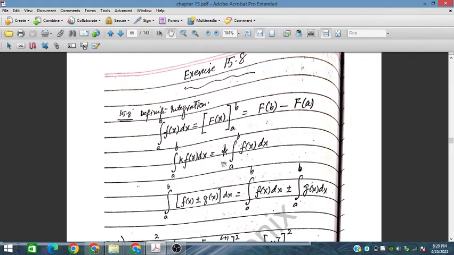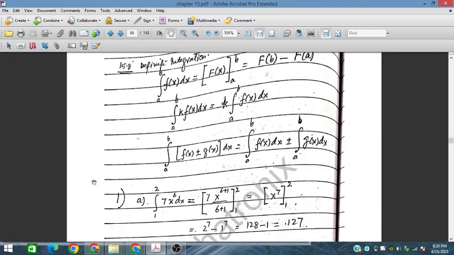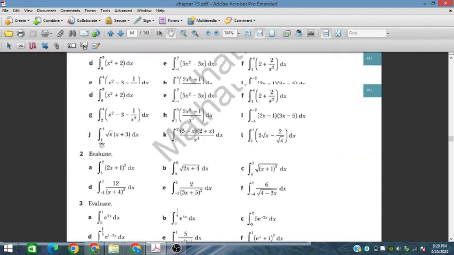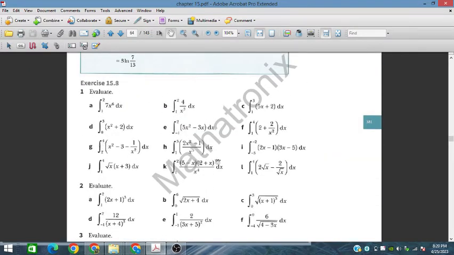Similarly for this k f(x) dx, in this k is a constant and f(x) is written like this. So this can be solved. And similarly for this f(x) plus or minus g(x) dx, this can be separated independently. So let's solve exercise 15.8. Let's start exercise 15.8. There are a number of questions, so we'll solve one or two.